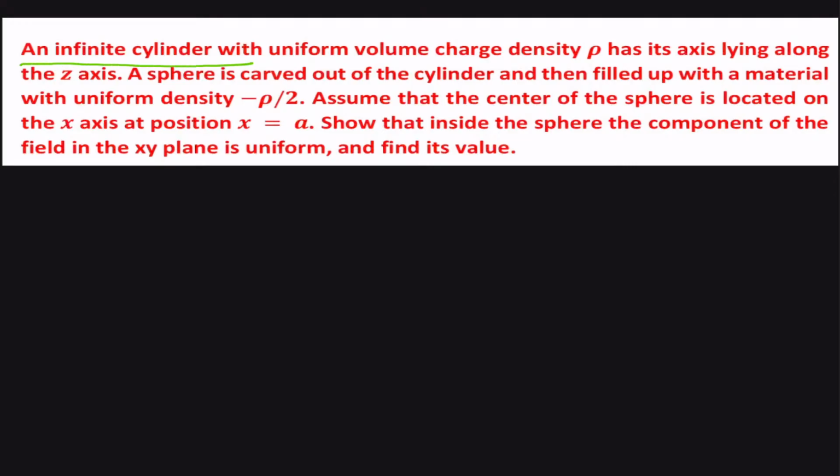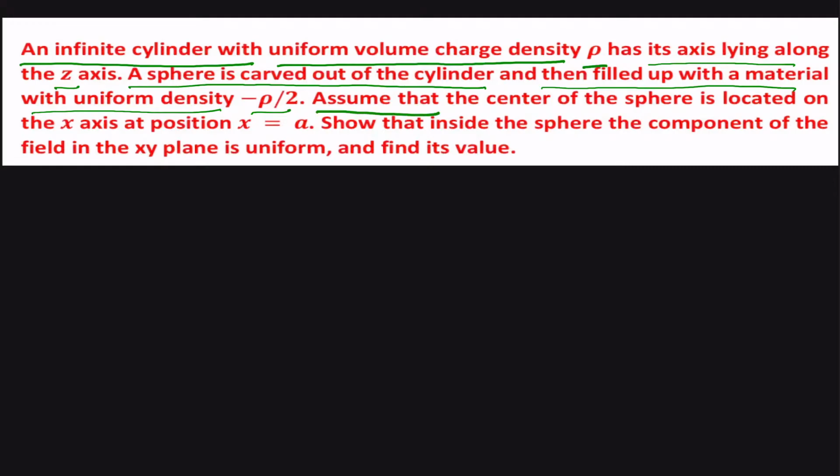An infinite cylinder with uniform volume charge density rho has its axis lying along z-axis. A sphere is carved out of the cylinder and then filled up with a material of a uniform density minus rho by 2. Assume that the center of the sphere is located on the x-axis at position x equal to a. Show that inside the sphere the component of the field in the xy plane is uniform and find its value.